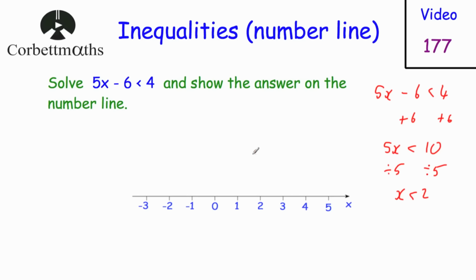And if we wanted to show that on a number line, because this is less than 2, we do a hollow circle. And then because it's less than 2, we do an arrow to the left for all the numbers that are less than 2. And that's it. Okay, let's have a look at our next topic.